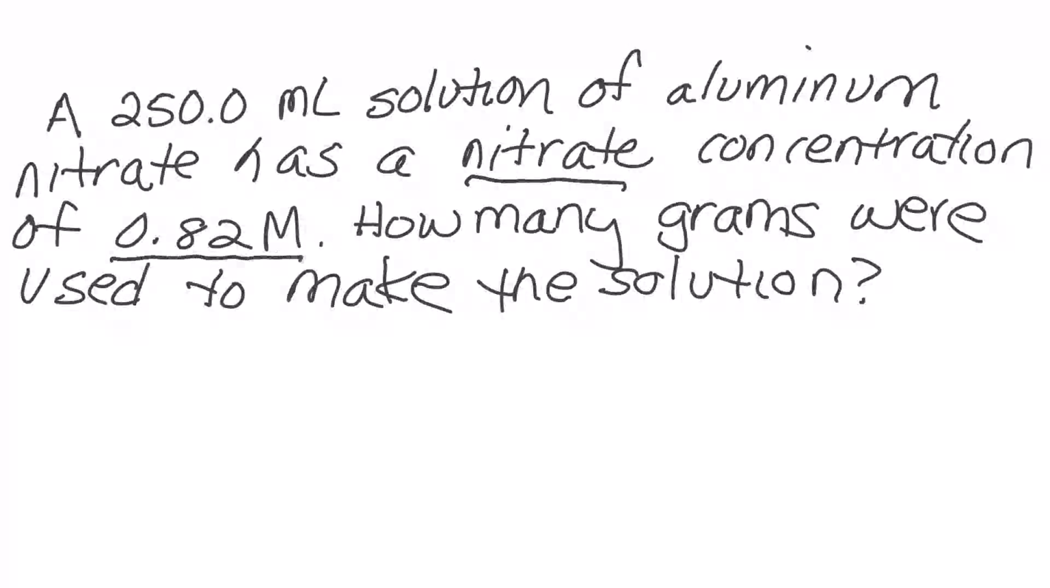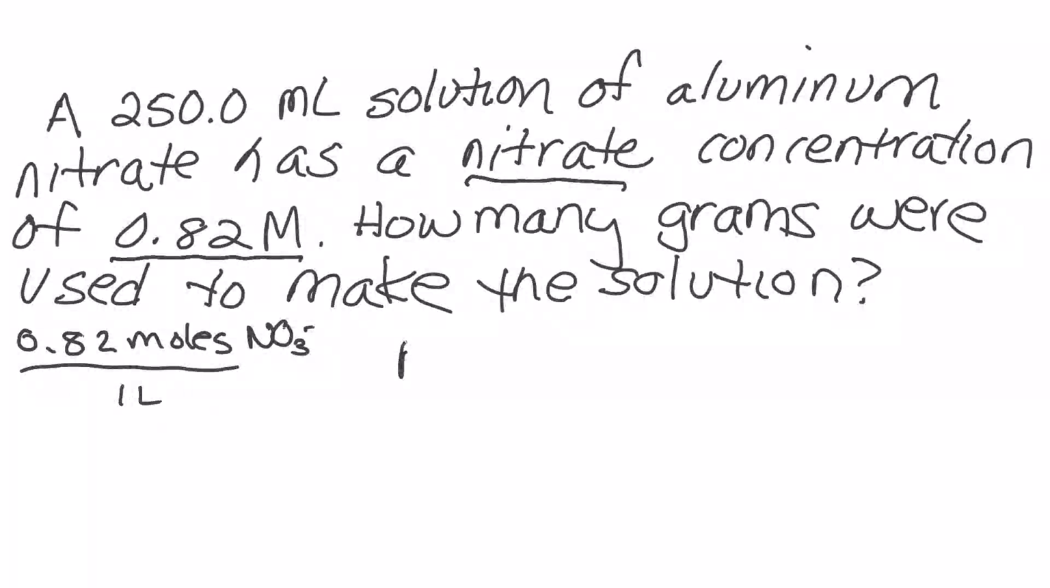So notice I have this 0.82 capital M. I can't leave it as 0.82 capital M. I'm going to have to put that as moles over liters. So I'm going to remember that 0.82 moles of nitrate over 1 liter, and if I need to, I'm going to reverse that. I'm going to use this somewhere in this problem.